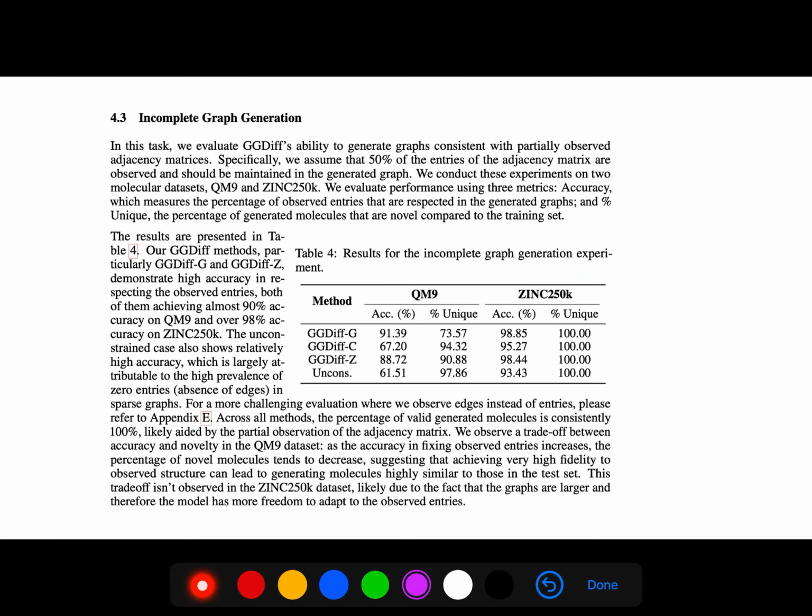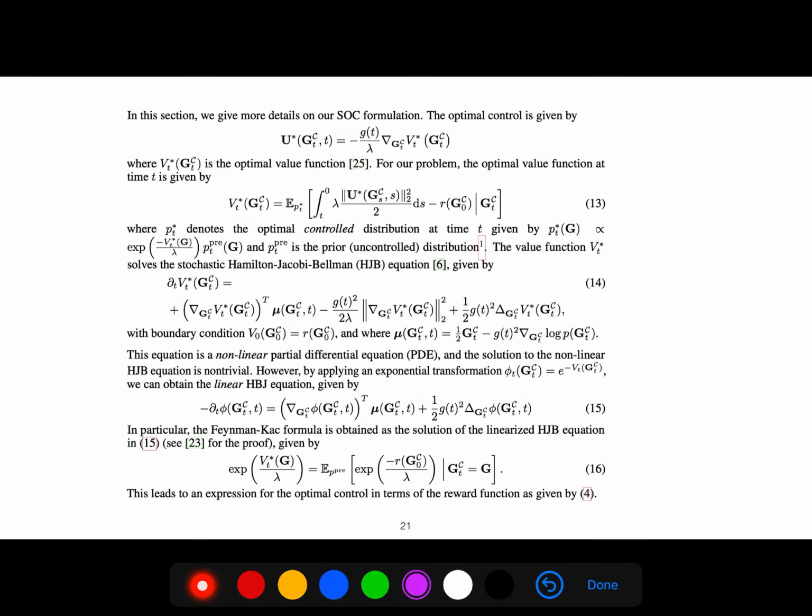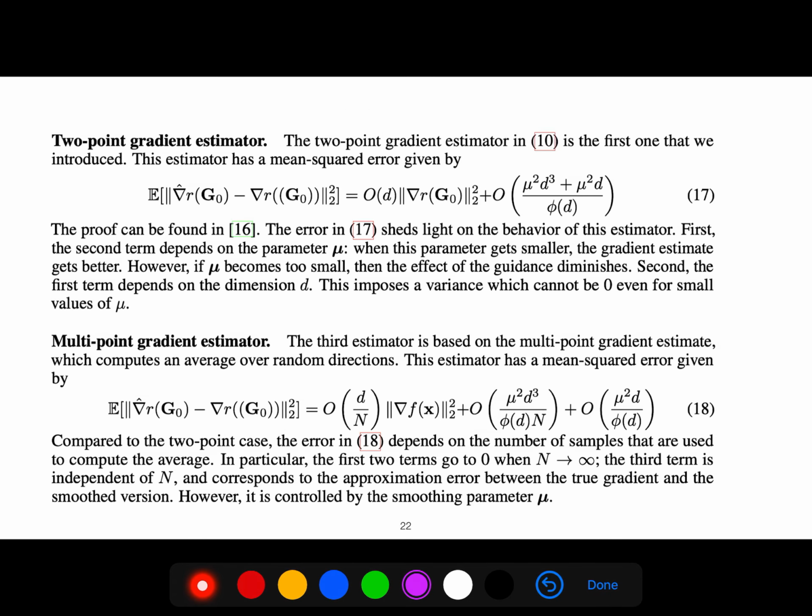Think about it. So we have this task. We want to generate a graph consistent with a partially observed adjacency matrix. Sometimes you have a partially observed adjacency matrix and you want to generate a graph. So we assume 50% of the entries of the adjacency matrix are observed and should be maintained in the generated graph. So you can see in the appendix some more details.